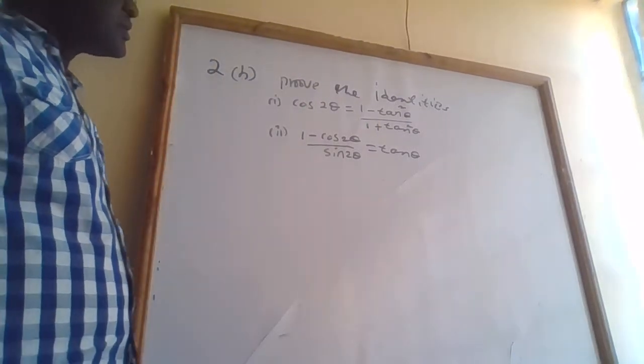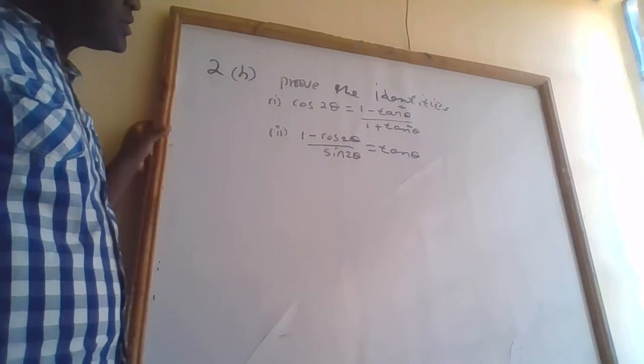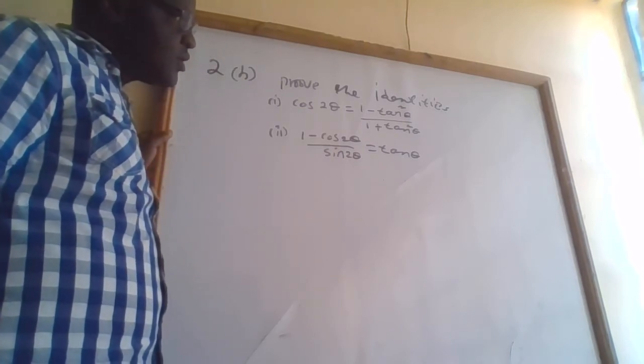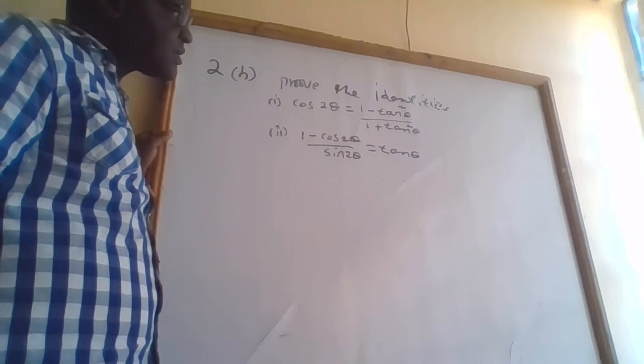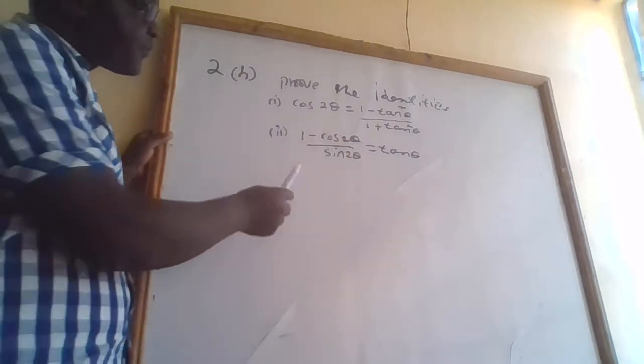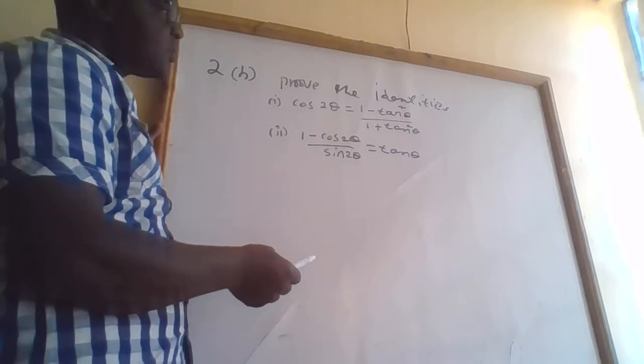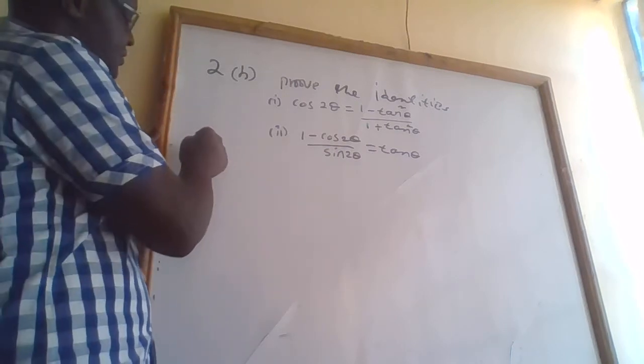Prove the identities. Roman 1: cos 2 theta equals 1 minus tan theta squared all over 1 plus tan theta squared. Then Roman 2: 1 minus cos 2 theta all over sin 2 theta equals tan theta.